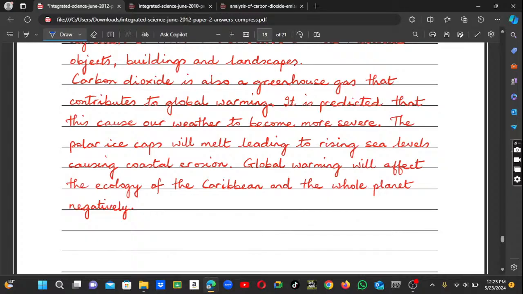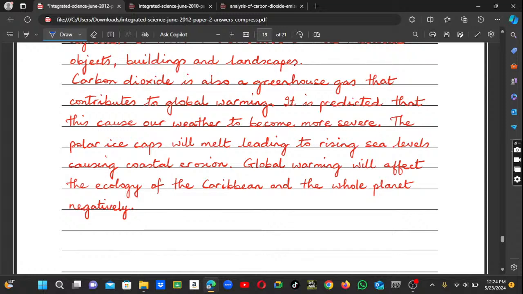And we are also talking about the polar ice. The polar ice would melt, and that leads to a rise in the sea level. Once the polar ice has melted, it will raise the sea level, causing coastal erosion. Coastal erosion is when the sea level has been rising above its level.